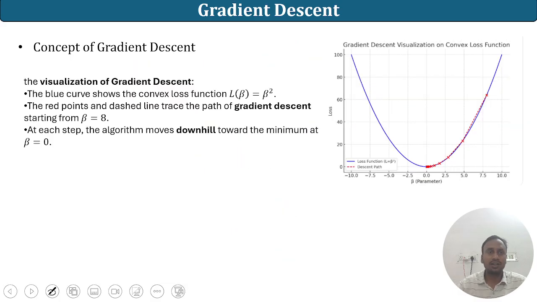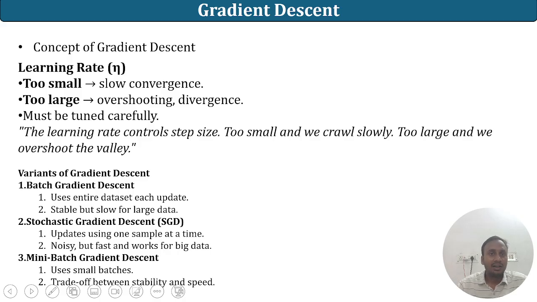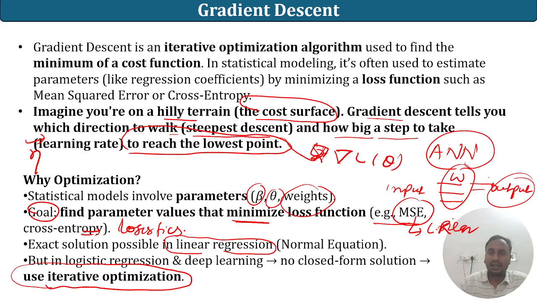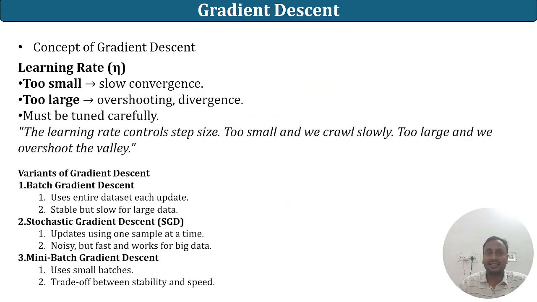So now we can see the blue curve, which shows the convex loss function, a beta square, along with the descent path, so that the error is minimized. We'll go ahead with the learning rate. I told you how big a step or how small a step we have to take, so the learning rate is a step size.